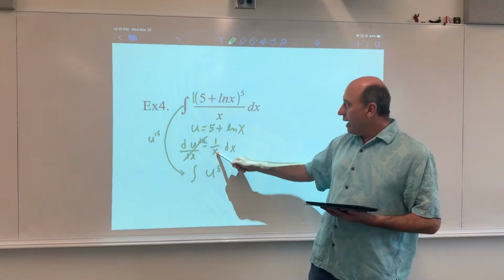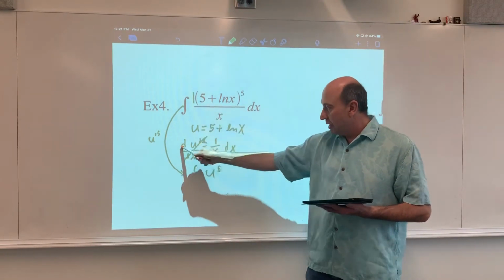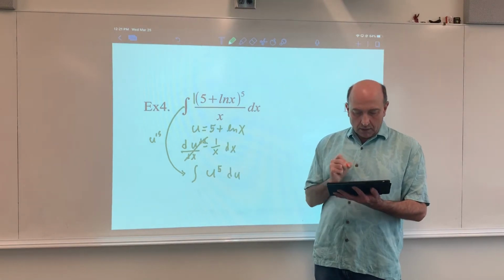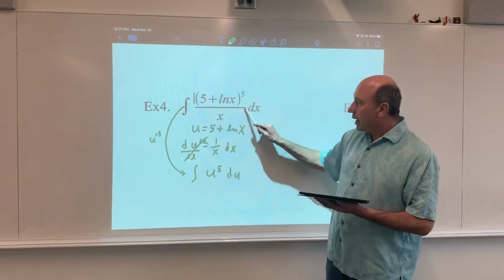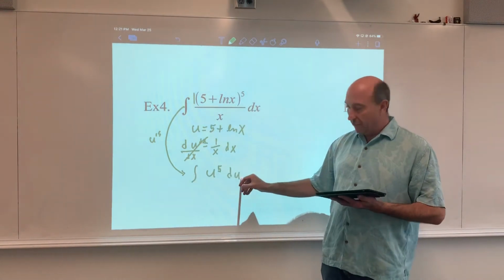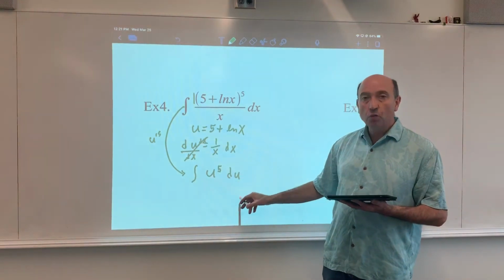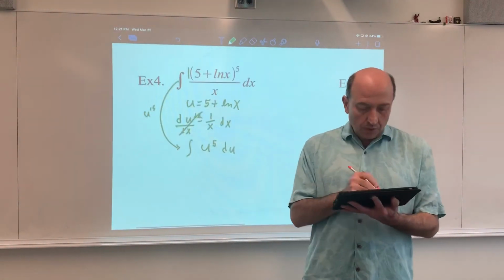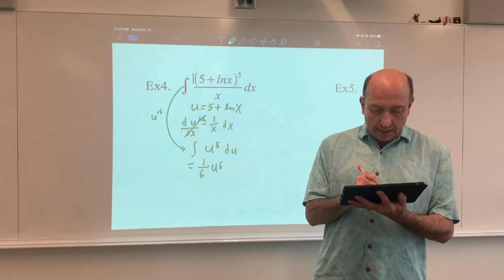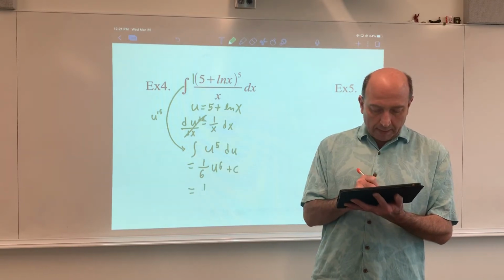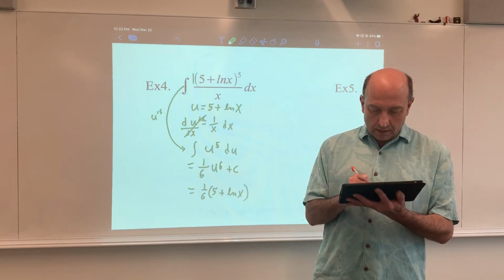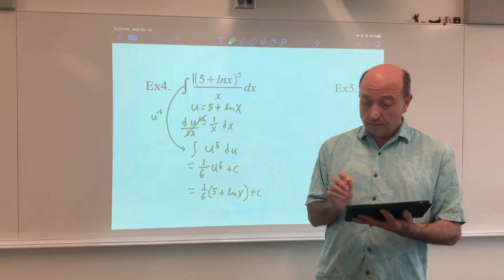Now, 1 over x dx is du. So I can write the du. It always looks better at the end. So I did it. I was able to write all this information with u's. Now I can take this antiderivative. So u sub is working. Okay, so I get 1 over 6 u to the 6th plus c. And u is 5 plus the natural log. I have done it.